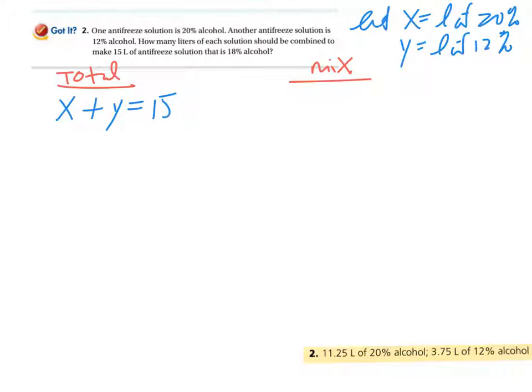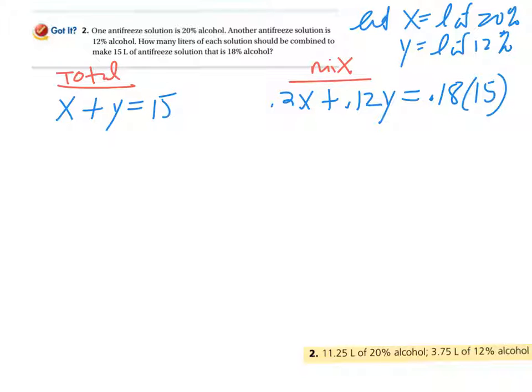So we know that the 20% equation, right, that's 0.2 as a decimal, times the X, that's the amount of it, plus 0.12, that's 12% as a decimal, times the amount of that 12% stuff, equals the 18% I'm shooting for, times the 15 liters. If it was going to be 20 liters, you'd have a 20 in there instead. Or if you're shooting for a 15% mixture or 13% mixture, the 0.18 would be that instead as a decimal.